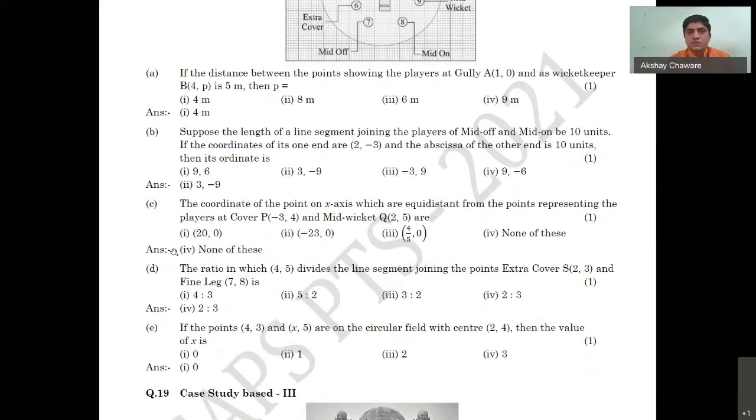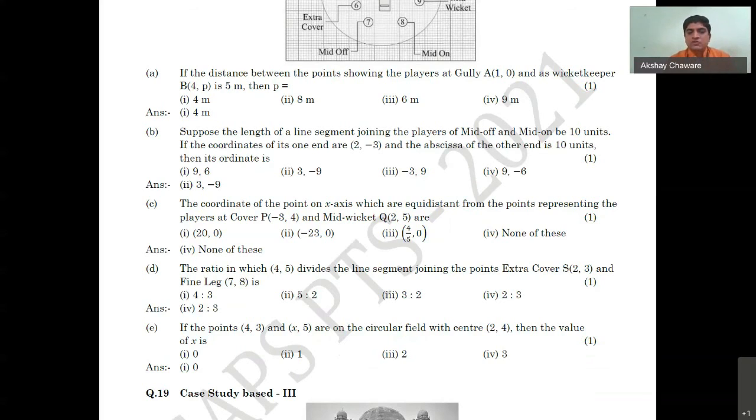Now in part C, the coordinates of a point on the x-axis. Any point which is on the x-axis has coordinates x, 0, which are equidistant, meaning at equal distances from the given points representing the players at cover P -3, 4 and mid wicket Q 2, 5. So 2 points are given. One point we have to consider as x, 0. And that is equidistant, so again we have to use the distance formula. If we equate both the distances, we will get one answer, but the answer is not among the first, second and third options. So our correct option is none of these.